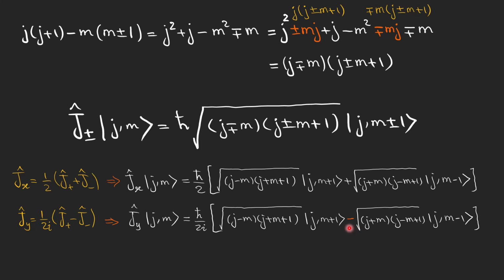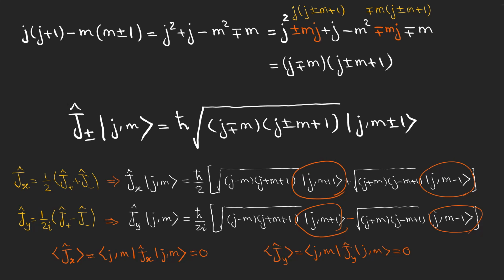And as you can see, they have the same expressions because of j plus and j minus. But the difference is that here in this part we have a minus sign, and here we have i in the denominator. But you might wonder how we can find the expectation values of jy and jx in the simultaneous eigenfunctions of j squared and jz. Pay attention to these states and see how jx and jy have changed these states, j and m. And because they change j and m, their inner product with jm is 0, and we can say that the expectation values of jx and jy would be 0.